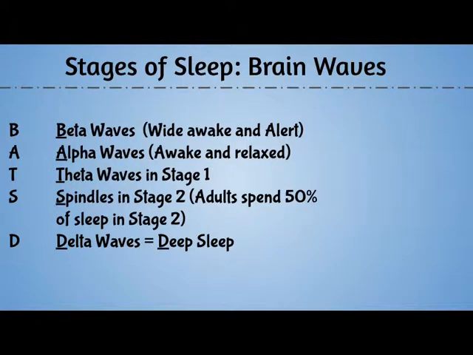Okay, so this one I had found for the brain waves. At a previous time, I couldn't remember what stage 1 waves were, and a couple different things were saying alpha and theta. And then I remembered that usually what I do is I say alpha is awake and relaxed, with that AA. So if you can remember this acronym, BATS-D. Maybe think of having a dream with bats in it. I don't know. And so the beta waves are wide awake and alert, alpha, awake and relaxed, theta is stage 1. You have sleep spindles in stage 2, and then the delta waves are the deep sleep.